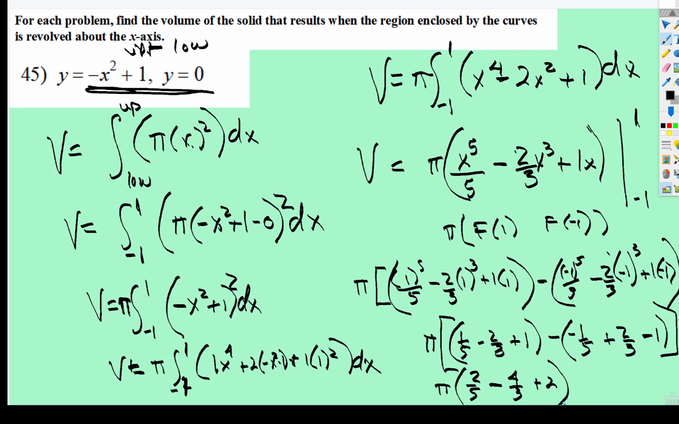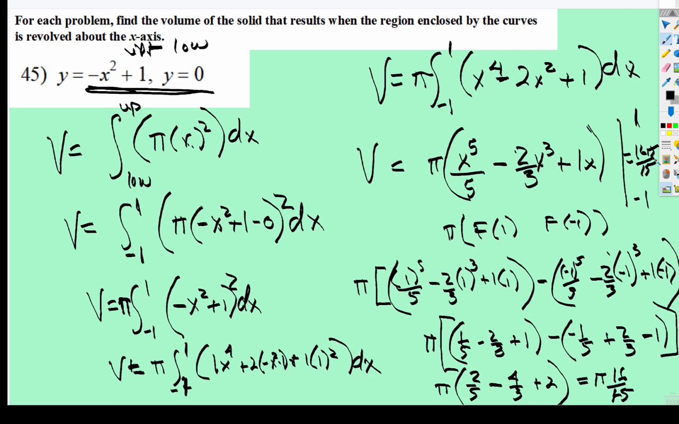So go ahead and do all of that. Let's see. 2/5, I put that in parentheses, subtract parentheses 4/3, plus 2. So I got 16 over 15. So this answer right here is 16 pi over 15. And then in the calculator I'd multiply that by pi. It's about 3.35103, and you could put the estimated amount as well.